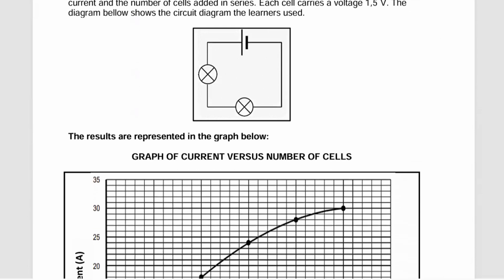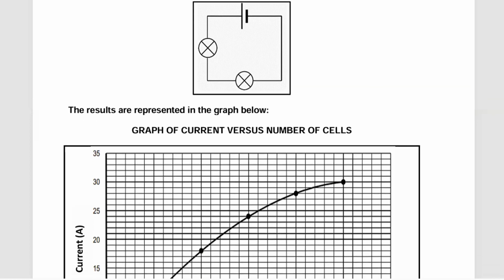Then we proceed to the next question, which is question number 8. Here on question number 8, we've been tasked with a group of learners that carried out an investigation to determine the relationship between current and the number of cells added in series. It says each cell carries a voltage of 1.5 volts. Then the diagram below shows the circuit diagram the learners used. That's the circuit diagram there.